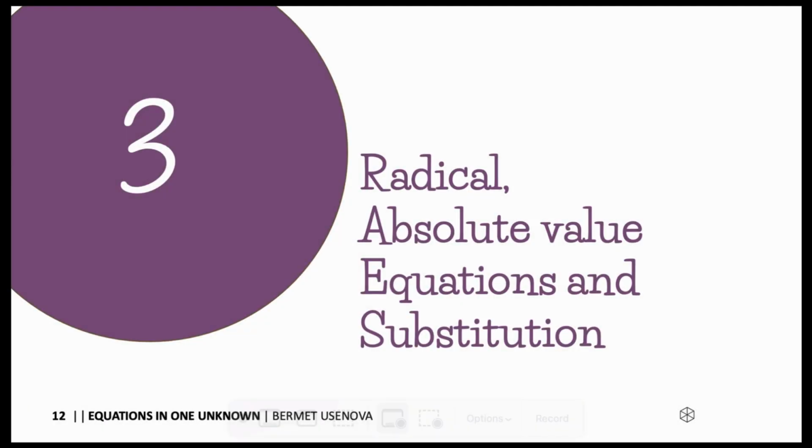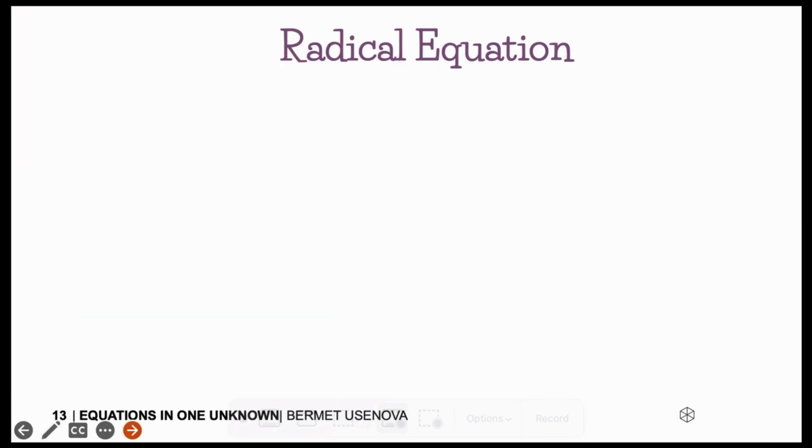Here, in the last part of chapter 3, we will observe other types of equations. So here we will have a look at the radical, absolute value equations and substitution. A radical equation is an equation that contains the unknown variable underneath the radical sign. So if you see the radical sign anywhere in the equation, it means it's radical.